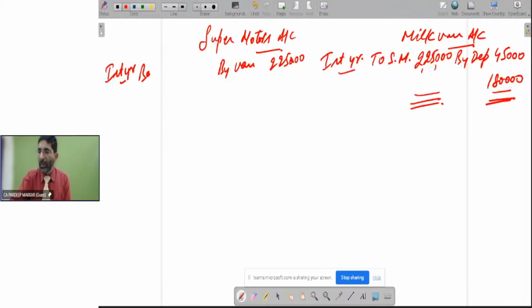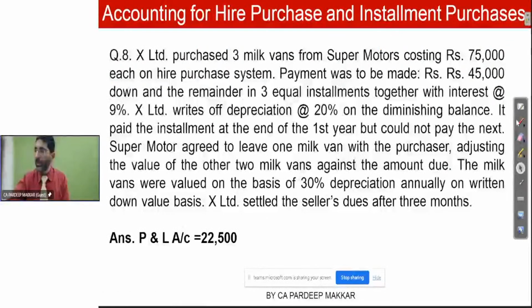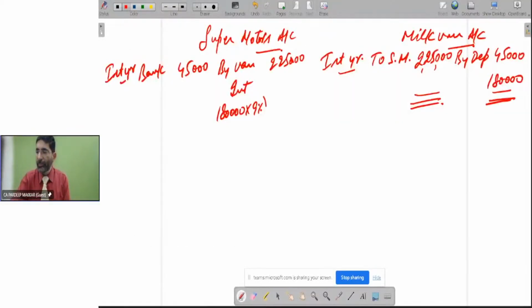We paid the down payment to bank account. Interest is to be charged on 1,80,000, as 2,25,000 minus 45,000. Whatever down payment is paid, the remaining amount is used for calculation of interest at the rate of 9% per annum. So how much is the interest for first year? It will be 16,200.